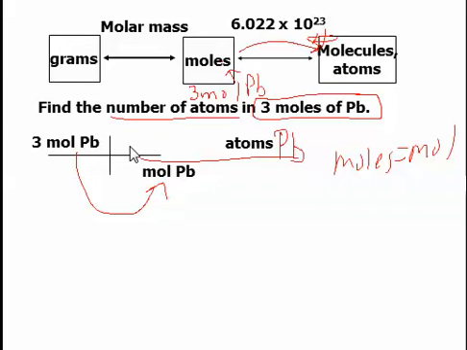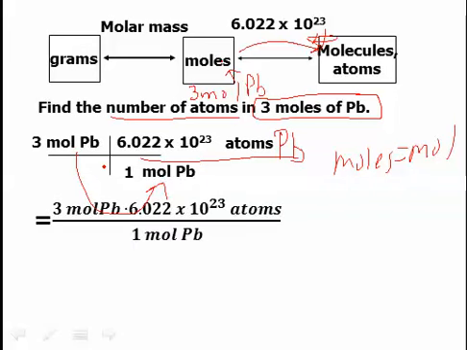Well, whenever you have moles on your conversion side, for now, we're always going to put a 1 in front of the mole, because in 1 mole of lead, how many atoms are there? 1 mole of anything, we know there are 6.022 times 10 to the 23rd atoms. All right, so we set up our T-chart. And then remember, to solve this, we take 3 moles of lead times 6.022 times 10 to the 23rd atoms divided by 1 mole of lead.